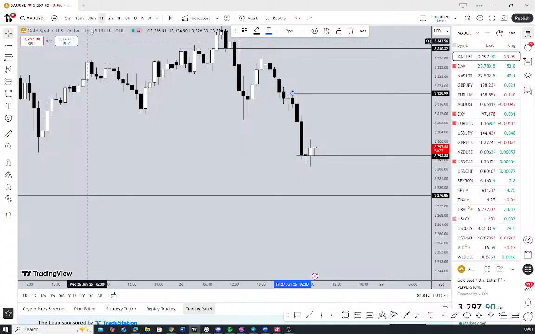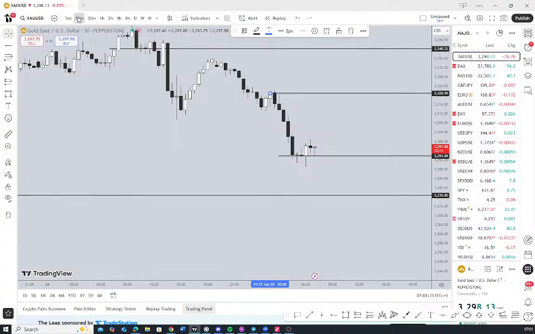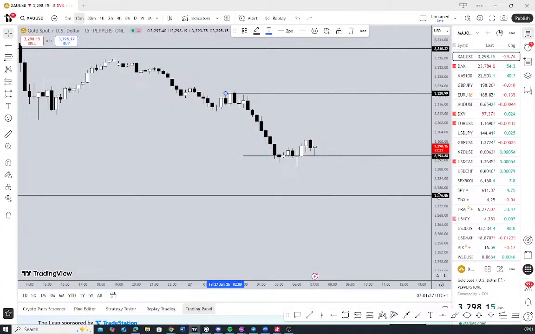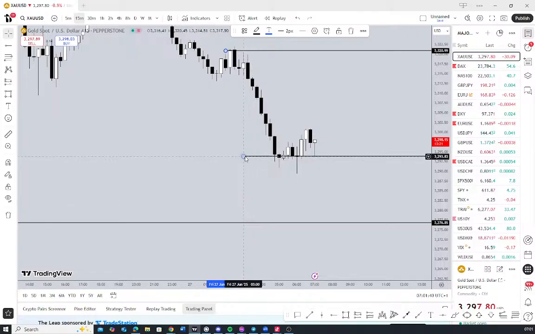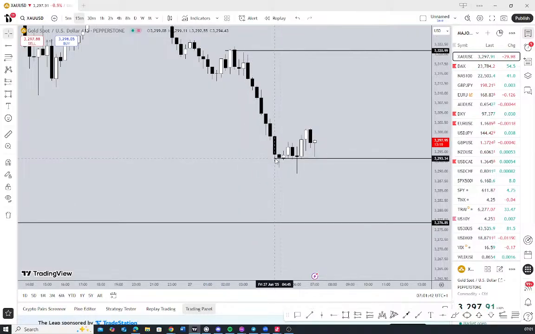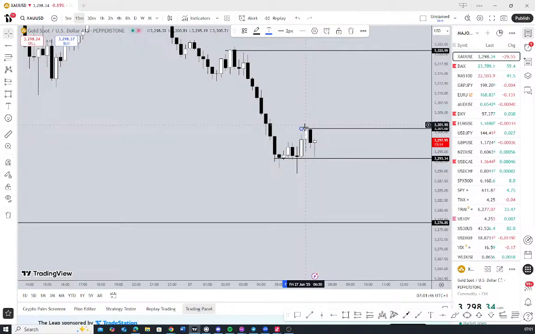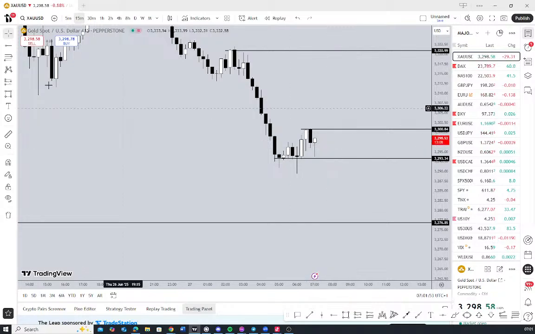Okay, let's just drop to the 15 a second. I want to see if that's resistance formed. Okay, so this is what I would do here. Resistance is being formed, so I'm not going to place my buy above the hourly because I don't want to get caught on the market hitting resistance and then selling off. So this is what I'm going to do.